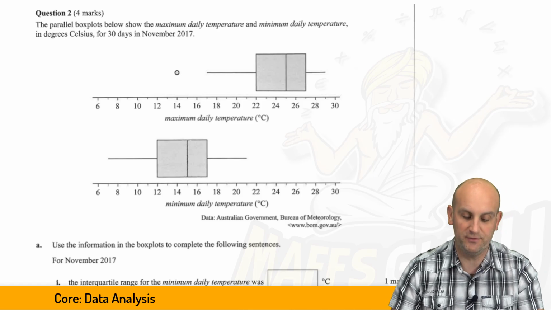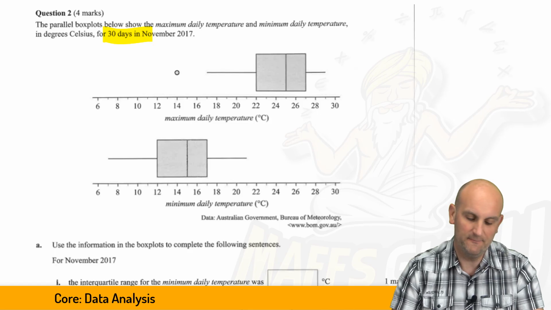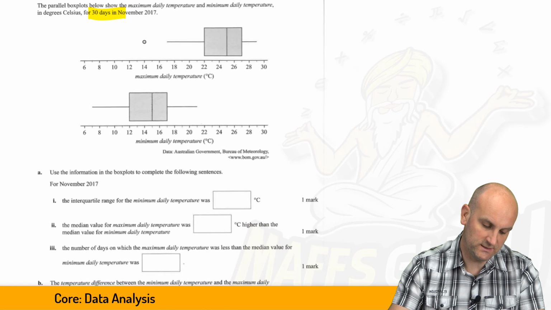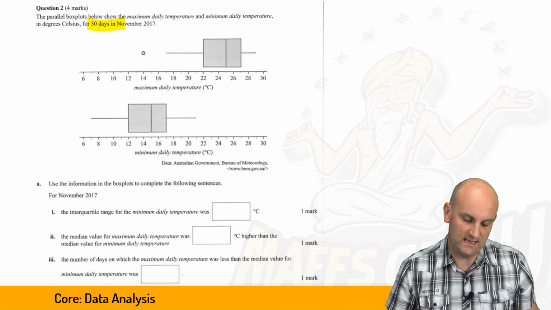in degrees Celsius for 30 days in November. I've got a feeling that 30 days is going to come up and be important. Use the information in the box plots to complete the following sentences. So, squeezing it down a bit so that we can fit that on, and my boxes, what do we say?